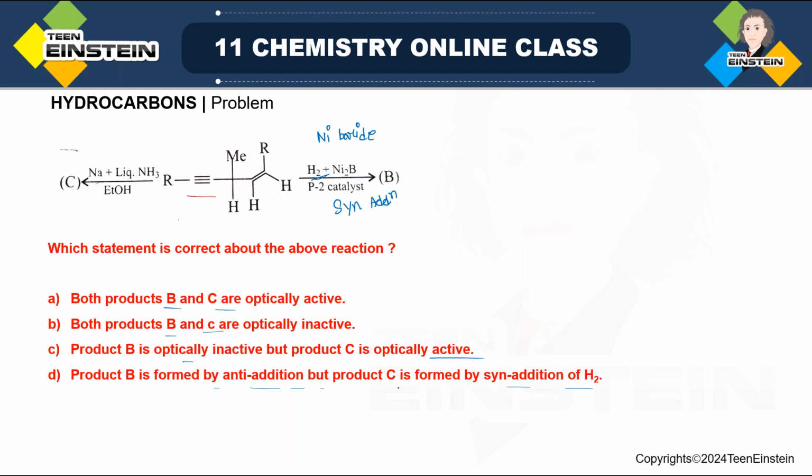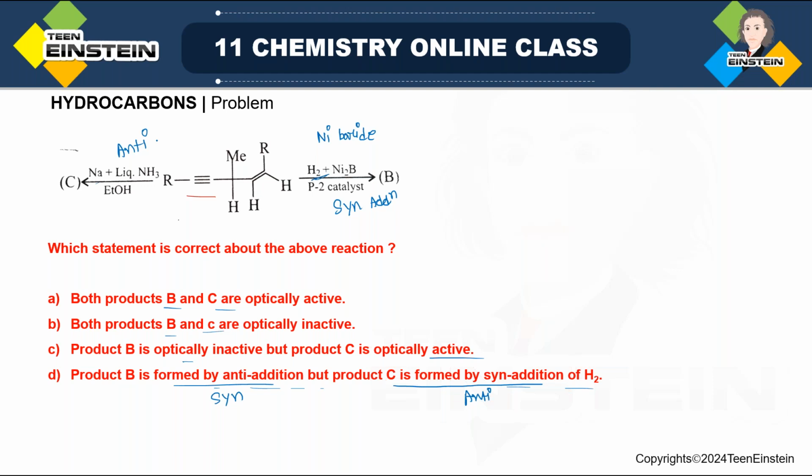C is syn addition, but actually C will be anti-addition. So this is not a correct statement, because we know when we add sodium in liquid ammonia, this is anti-addition. So the left hand side mechanism is anti-addition, but the right hand side mechanism is syn addition. But that is fine. We now know that option D is not correct. That is fine, which is not true for this above reaction.